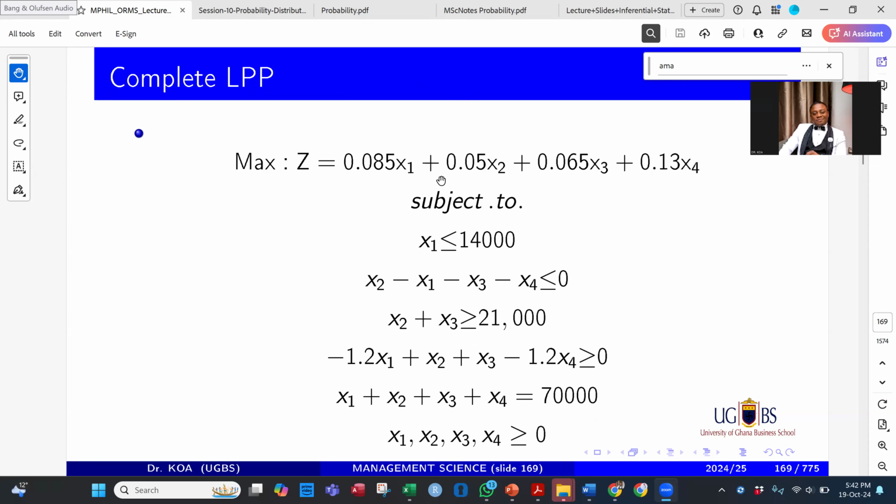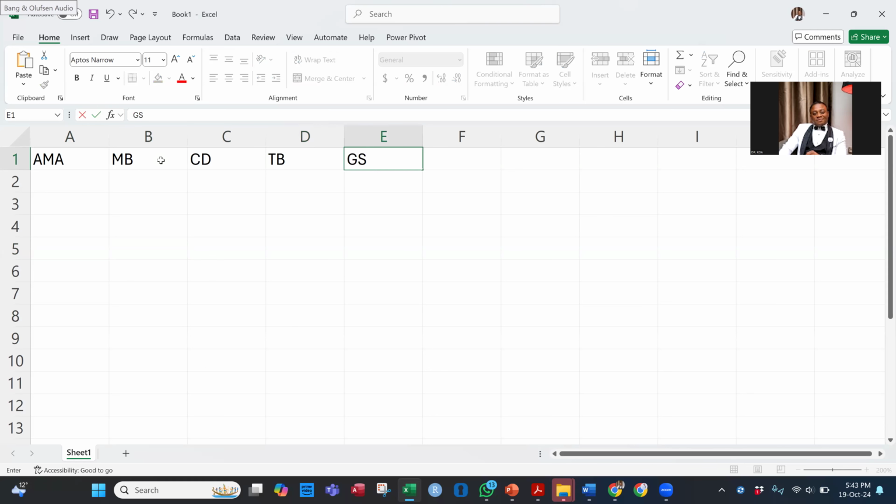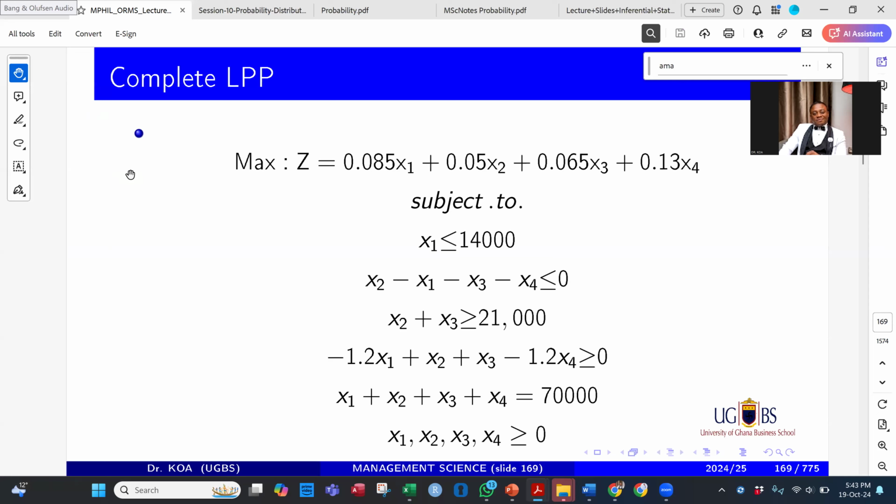First, you must have your mathematical model in front of you. Second, you must open an empty Excel. You want to call the Excel AMA. And then we'll write the names of the decision variables. The first is the municipal bonds, then certificate of deposit, then treasury bills, and then growth stock fund. Below, we want to write the coefficients. The first coefficient was 0.085. You can always toggle between the two and watch it. That is 0.085. That's the coefficient.